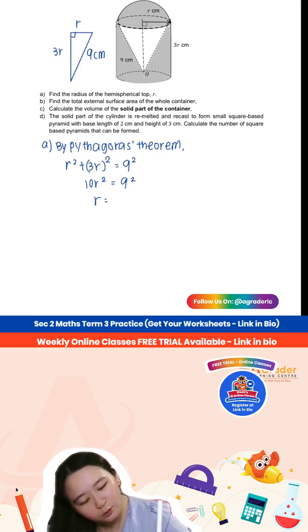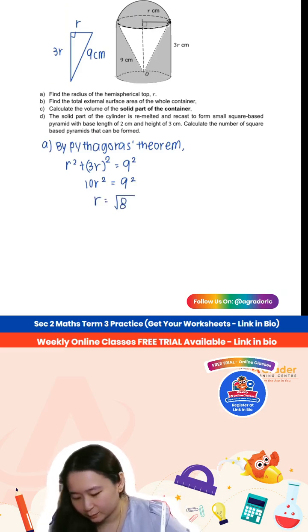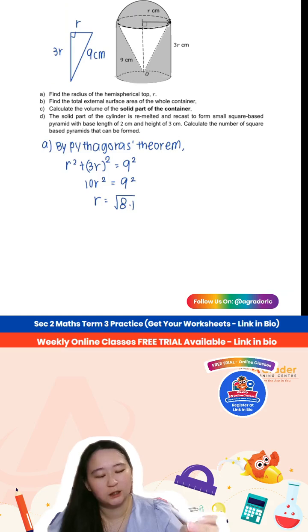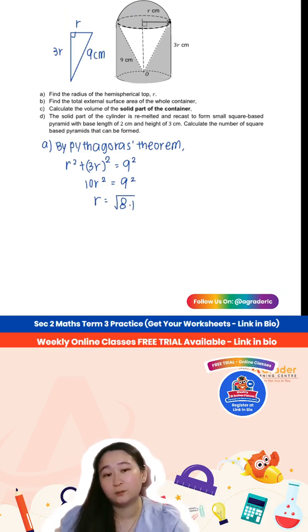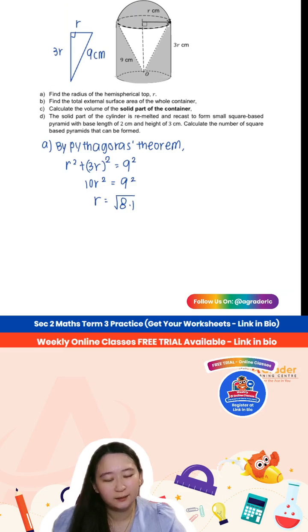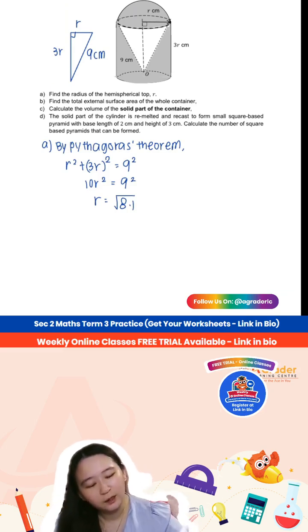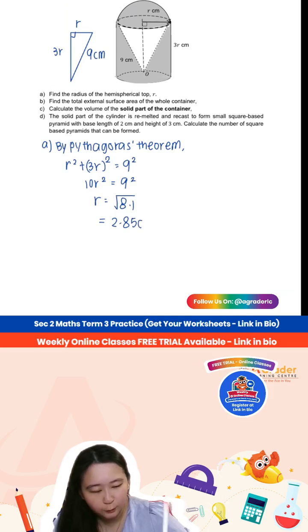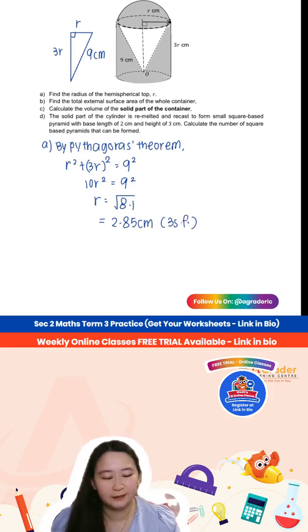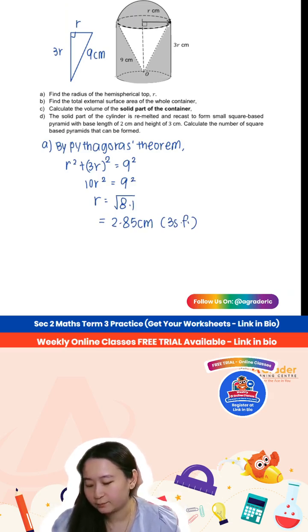So r will be square root of 8.1. Because 10r squared equals 81, so r squared equals 8.1. Then we square root it to find r. Since they're asking for the final answer here, we have to round off to 3 significant figures, 2.85. Remember your unit?